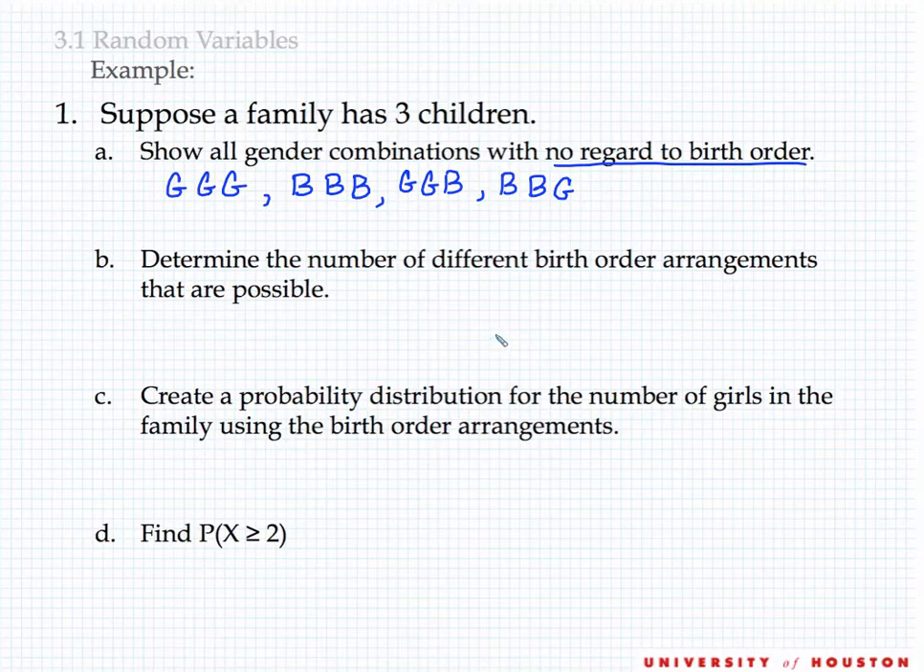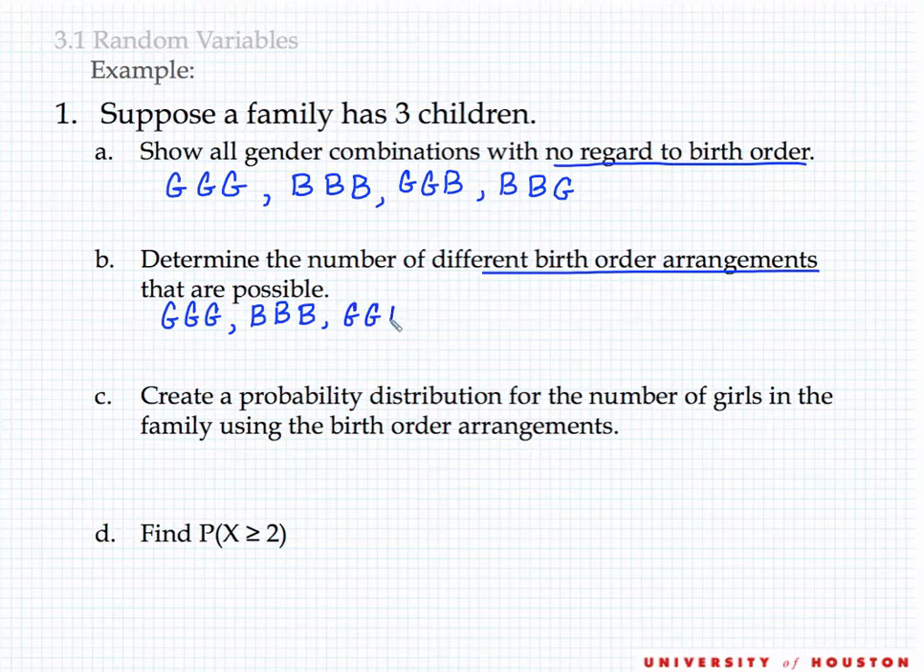Now, what if we do worry about our birth order? How many different birth order arrangements do we have with respect to gender? Well, 3 girls, or 3 boys again. Now with the 2 girls and 1 boy, those 2 girls can be born first and then the boy would be the 3rd child. Or we could have a girl, then a boy, then a girl. Or the boy could be the eldest and then the 2 girls.